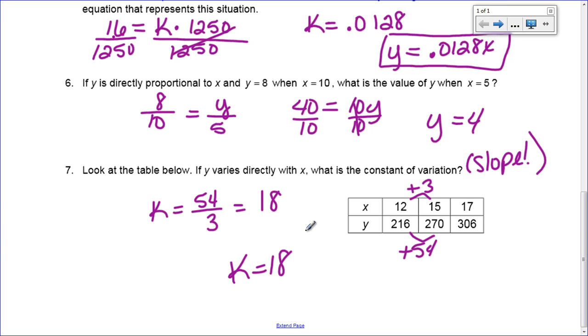So it should be pretty, hopefully it's stuck in your brain. If not, there's another practice. So that is direct variation. We're going to practice this when you come to class tomorrow, and I will see you then.